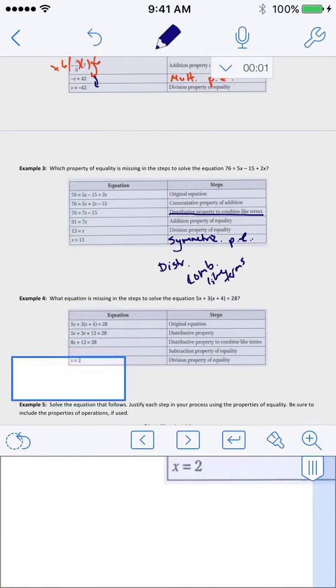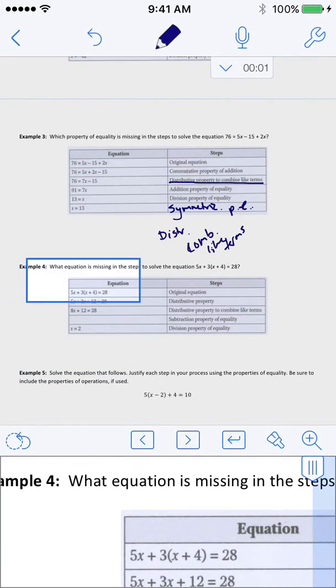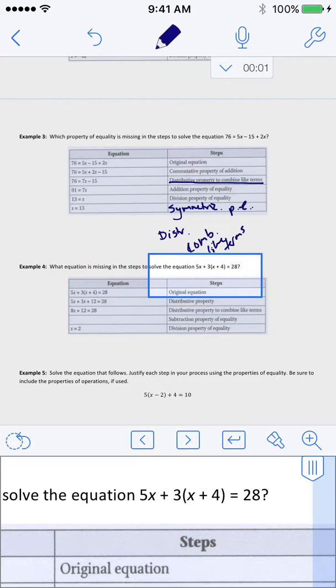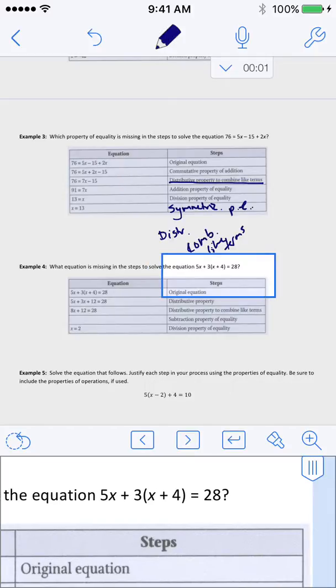Alrighty, let's try one more. It looks like in this one, so example 4, what equation is missing from the steps to solve the equation 5x plus 3 times x plus 4 is equal to 28. Notice these are all equations because they have equal signs, right? We would never do this for an expression because none of our properties of equality work for expressions.